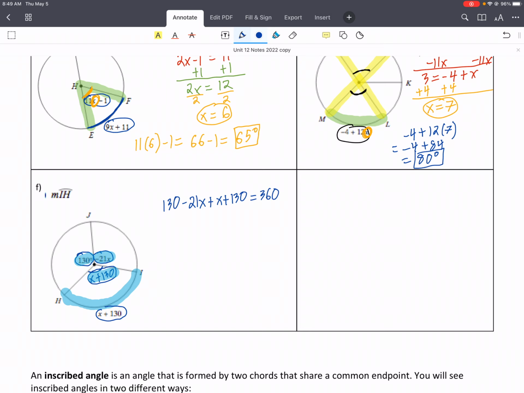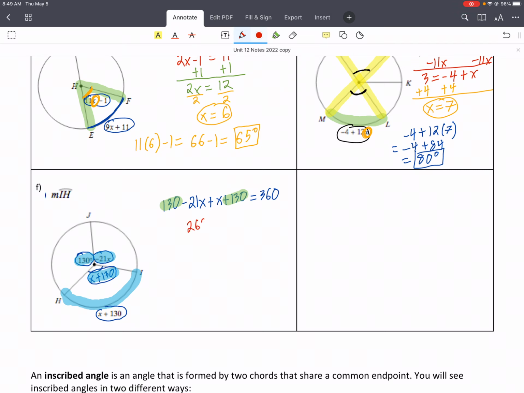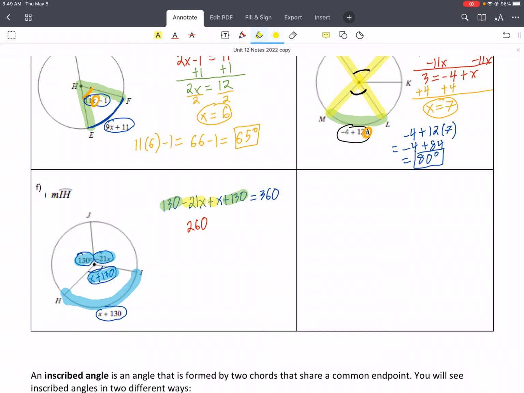So now we just have to solve. What we can do on the left is combine like terms. We have 130 and 130, which gives us 260. Negative 21x and x gives us negative 20x. That's equal to 360.